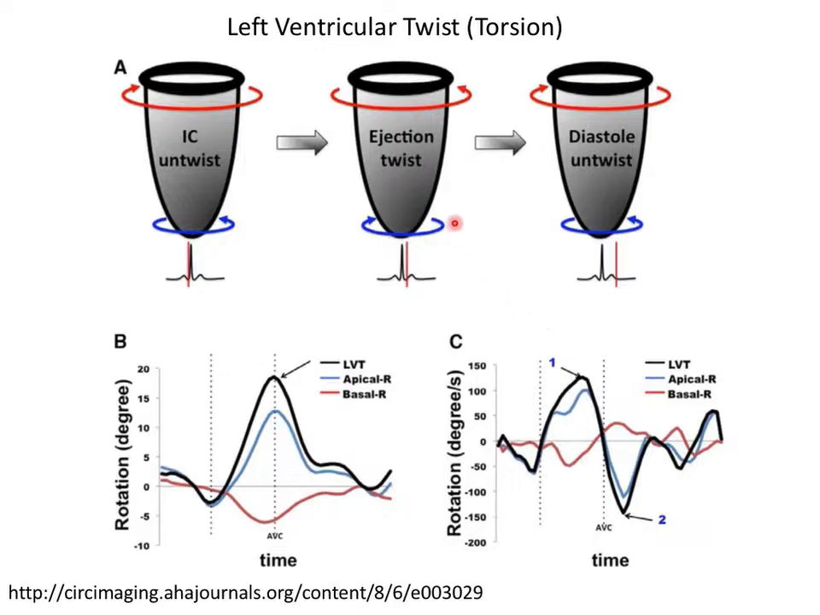So you measure the angle of rotation at the base and the angle of rotation at the apex. Here you have basal rotation, apical rotation in blue, and then this is the final torsion as a function of time through the heart cycle. At end systole, the torsion is at maximum. This is usually somewhere between 15 and 20 degrees in a normal person.